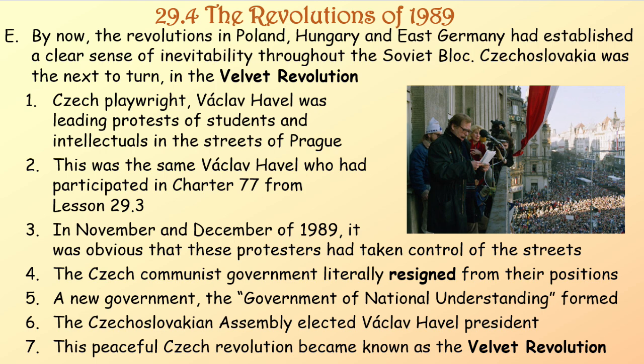In November and December of 1989, it was obvious that these protesters had taken control of the streets. So the communist Czech government literally resigned from their positions. A new government, the Government of National Understanding, replaced it. The Czechoslovakian Assembly elected Václav Havel as president, and this peaceful Czech revolution became known as the Velvet Revolution.